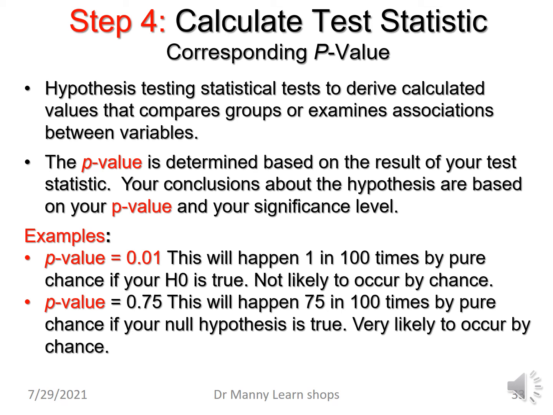So for example, a p-value of 0.01 will happen 1 in 100 times by pure chance if your null hypothesis is true, not likely to occur by chance. A p-value of 0.75 will happen 75 times in 100 by pure chance if your null hypothesis is true, very likely to occur by chance.